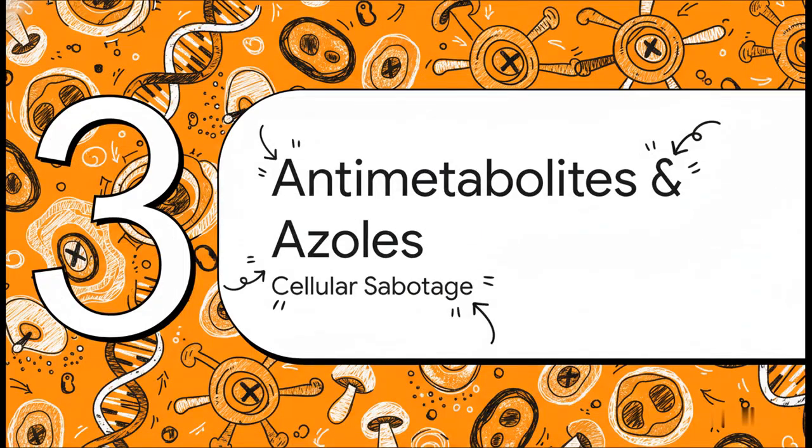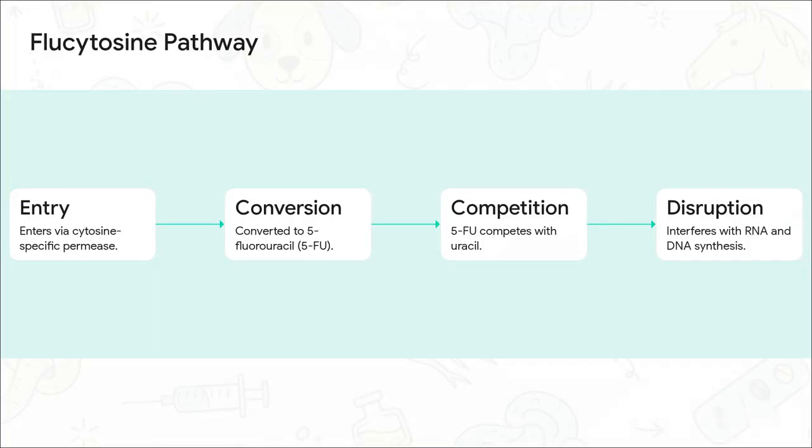All right, Section 3, Antimetabolites and Imidazoles, cellular sabotage and enzyme inhibition. Let's see how we can mess with fungal DNA and sterol synthesis. Okay, check out Flucytosine. This drug is basically a molecular Trojan horse. Step 1, Flucytosine enters the fungal cell through a specific gateway called cytosine-specific permease. Step 2, once inside, it's rapidly converted by the fungus's own enzyme into 5-fluorouracil, or 5-FU.